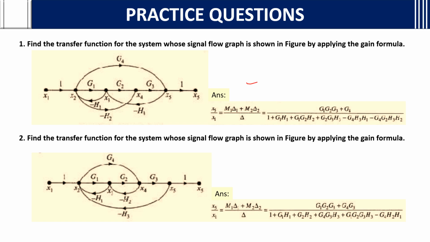So I have given some two practice questions. Please try them. I have given the answer also, just so you can verify them. Okay.